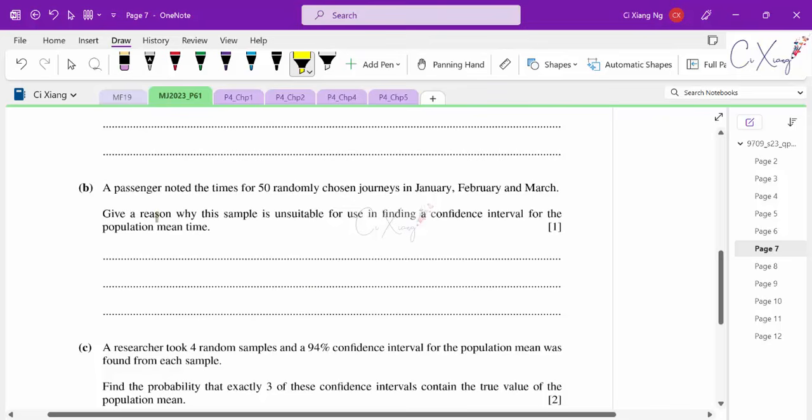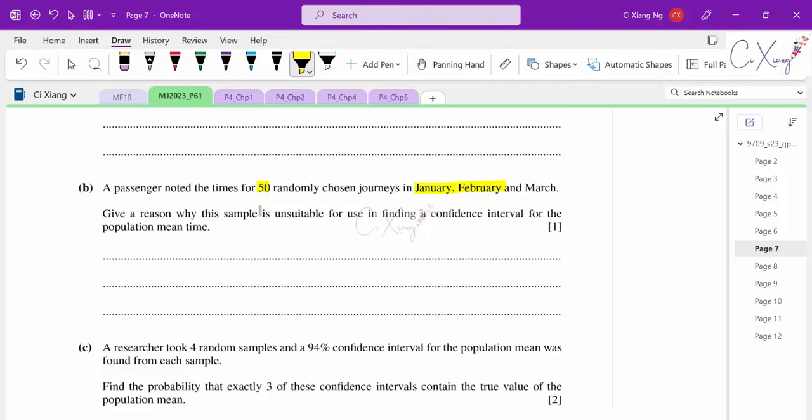So for part B, they're asking, a passenger noted the time for 50 randomly chosen journeys in January, February, and March. By using the sample from these 3 months, why is the sample unsuitable for use in finding a confidence interval for the population mean time? When you want to use any sample, it will be good if the sample is random enough. For this passenger, they only focus on the 50 randomly chosen journeys in these 3 months only. So to me, it is not random enough.